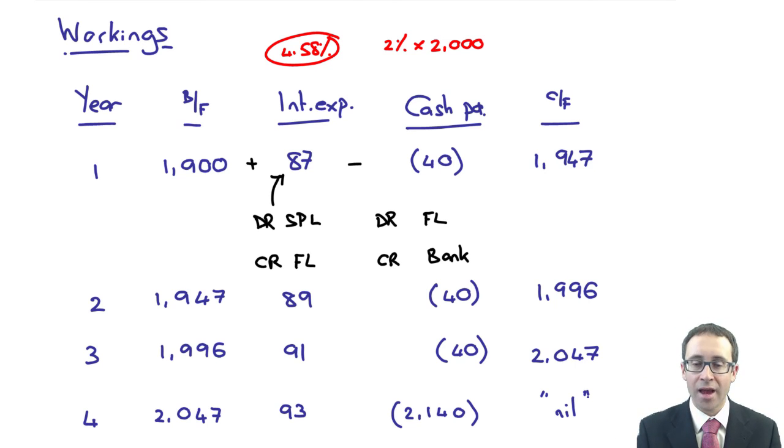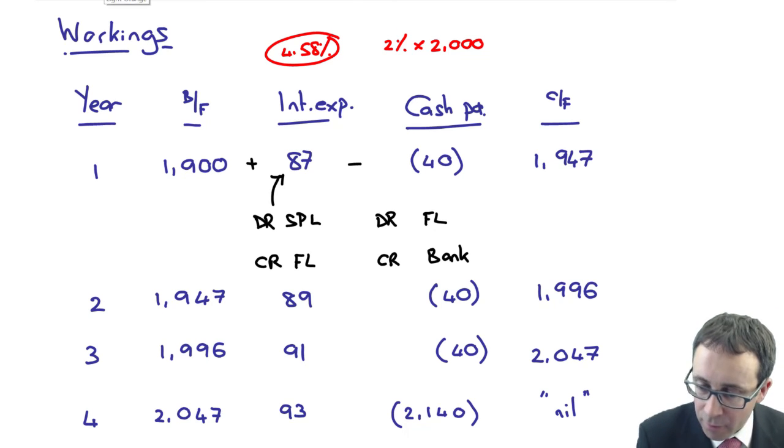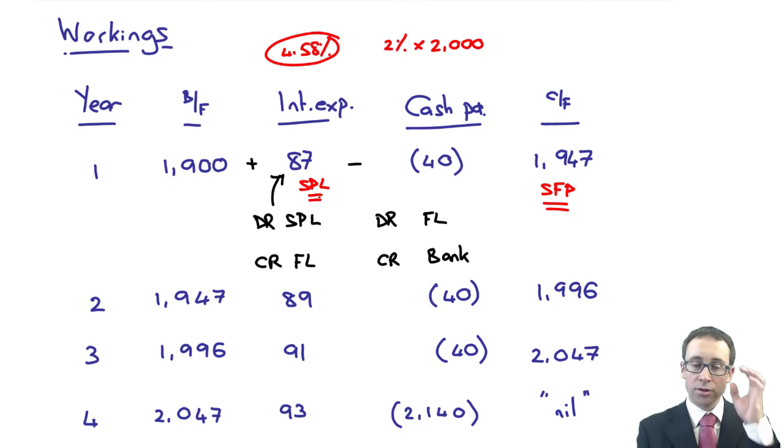Okay, excellent. Again, bits and pieces that are important: the carry forward figure here goes to the SFP, and then the 87, the interest expense, goes to the statement of profit or loss. And what you see is that it applies the matching concept, because as you have a larger liability each year, you have a higher amount of interest. So there you have it in terms of your financial liabilities.